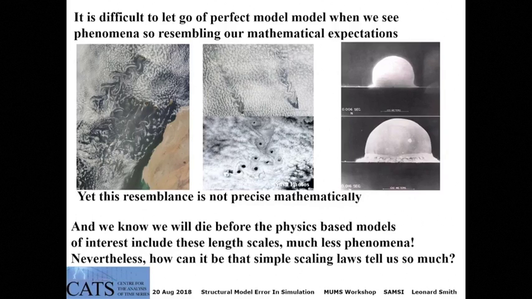If you start looking carefully enough, you start seeing deviations all over the place. And given that we're going to die before the physics-based models of interest include these length scales at all, right, much less those phenomena, how can we actually use those facts? Can we actually do something different than just trying to pull probability distributions out of our models?